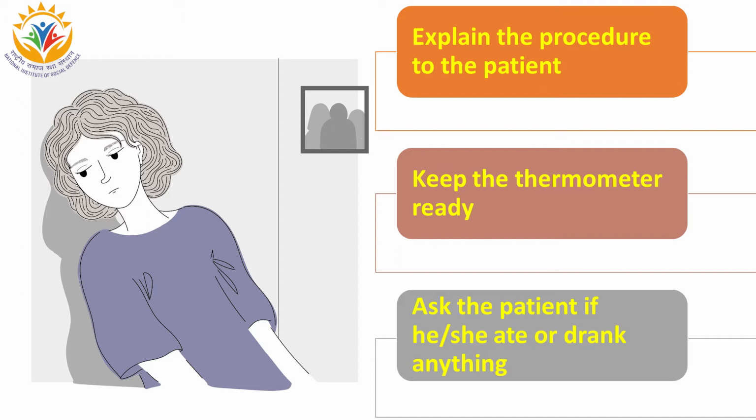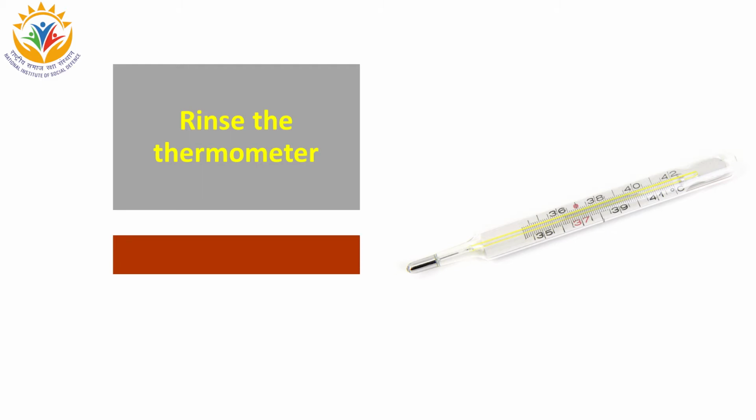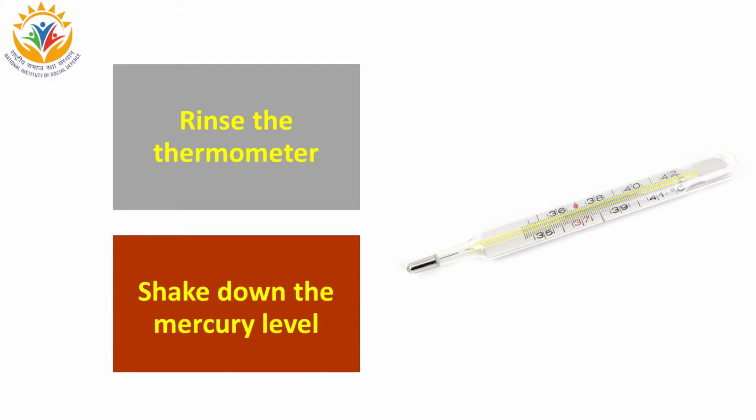If so, then wait for 10 to 20 minutes. Otherwise, the thermometer will not record the actual body temperature. It will give a false result. Then rinse the thermometer with plain water and wipe it dry with cotton. Read the thermometer and shake down the mercury level to 95 degrees Fahrenheit or 35 degrees Celsius.